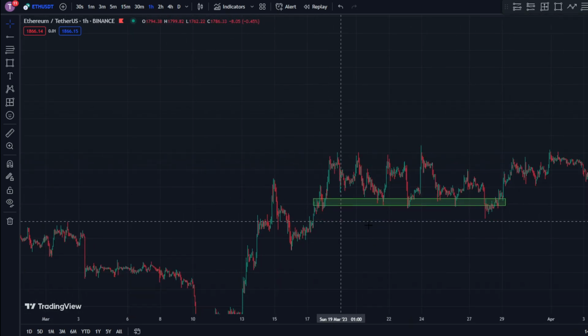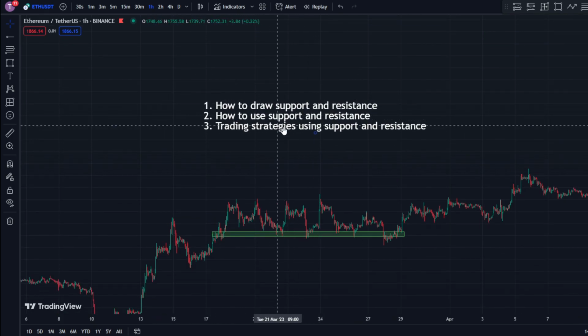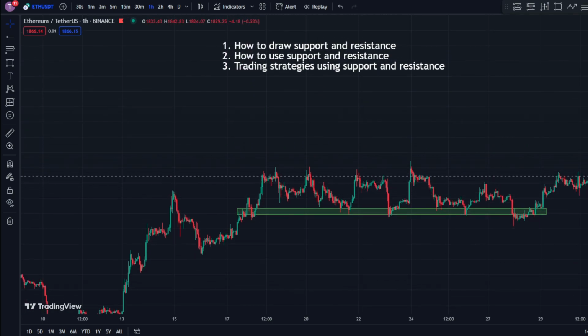So now let's head to our second point, which is how to use support and resistance. So obviously, as I said before, at support you want to buy, at resistance you want to sell. So we basically look at this area right here.